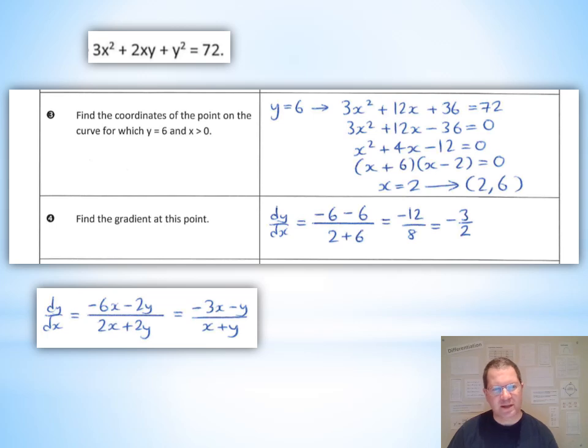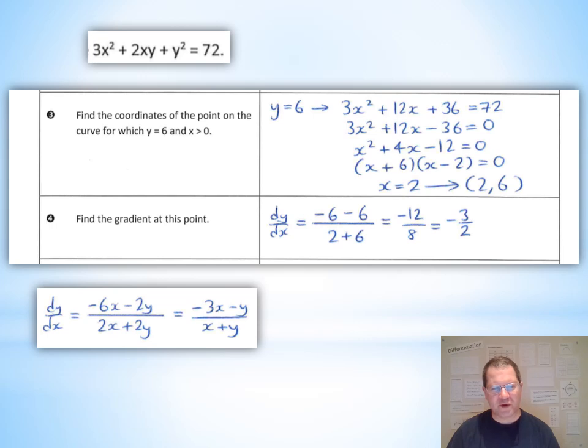Okay, so for part 3, we've been asked to find the coordinates of the point on the curve for which y equals 6 and x is positive, i.e. greater than 0. We've got the curve at the top, 3x squared plus 2xy plus y squared equals 72. The first thing we're going to do is to substitute y equals 6 into that, which gives us 3x squared plus 12x plus 36 equals 72. It's a quadratic equation. We can take away 72, divide by 3, factorize it, and in theory we would get two answers, one of which would be negative 6 and one of which would be 2. But since we know that x has to be positive, the answer we want is x equals 2, and we already know that y equals 6. So that gives us the coordinates 2, 6.